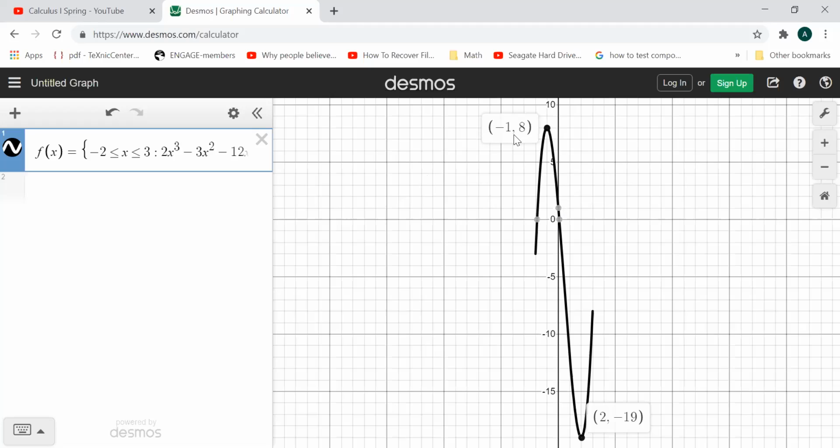So you could say the answer is x equals -1 is the absolute maximum, and x equals 2 is the absolute minimum, and the corresponding values are the highest and lowest values. The maximum of f is 8, and the minimum of f is -19. So let's do this. We did this quick work with Desmos. Let's do the exact same thing with calculus.